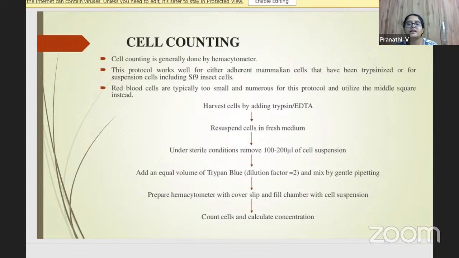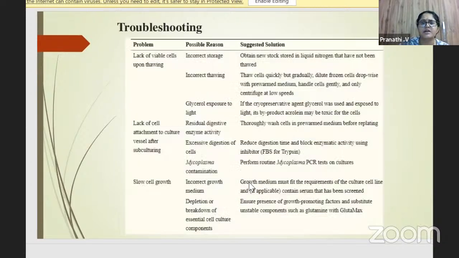And then once this is done, you have cell counting. To know the number of cells that are present, you use an instrument called a hemocytometer. And then you use a dye, and with the help of a cover slip, you count and then extrapolate it. And that is how you can calculate the concentration. There is a standard formula and a protocol to do that.